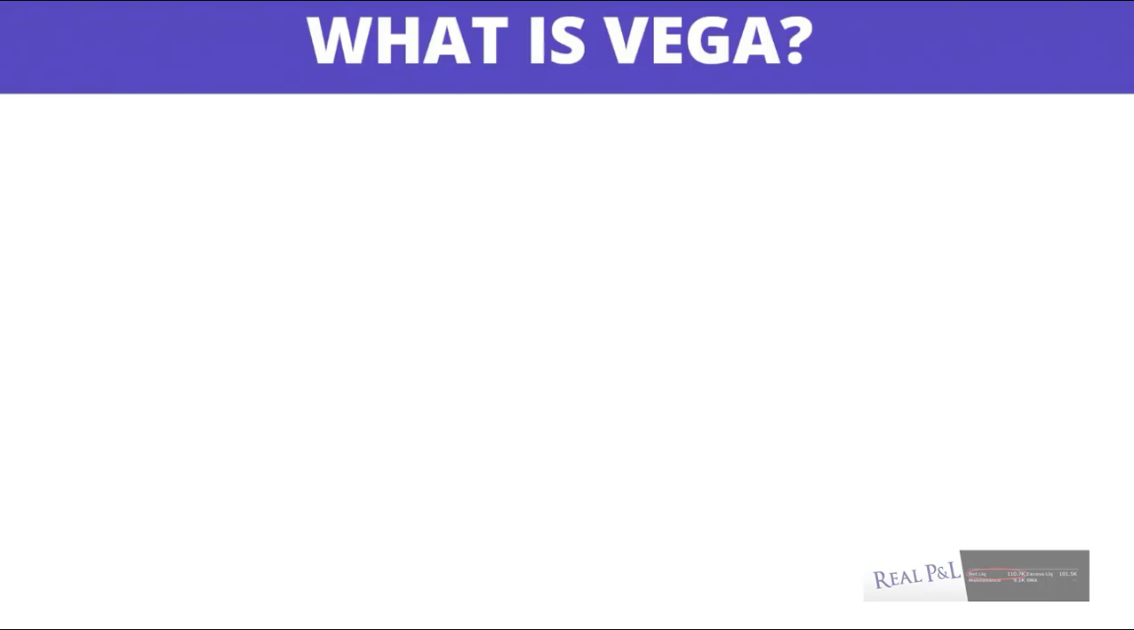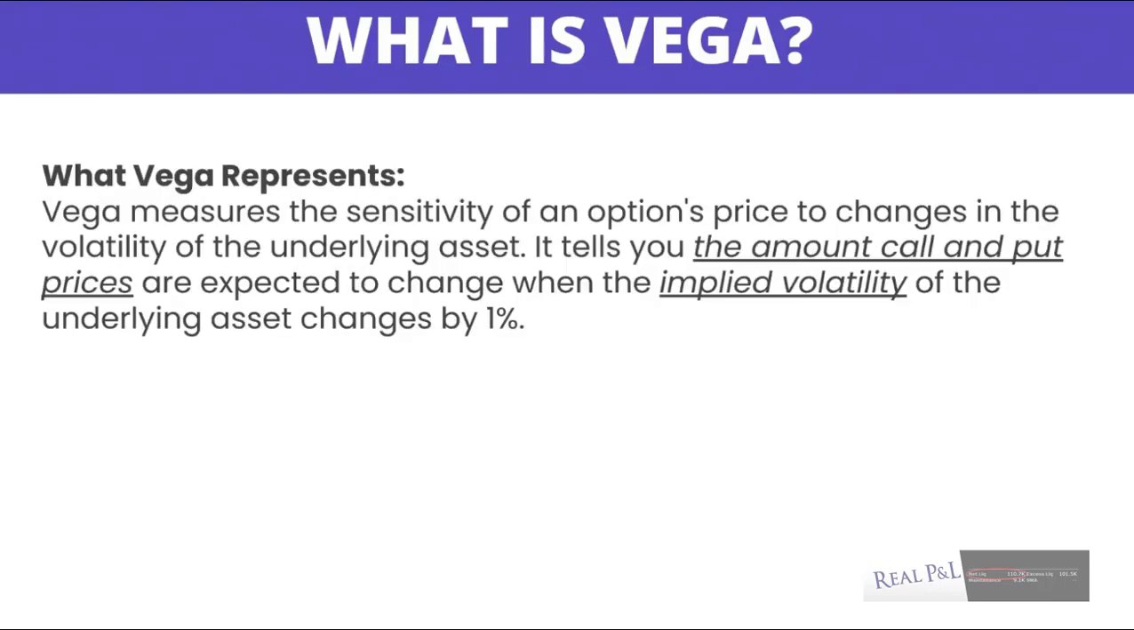In this lesson, I'm going to go over Vega. So what is Vega? What Vega represents: Vega measures the sensitivity of an option's price to changes in the volatility of an underlying asset.